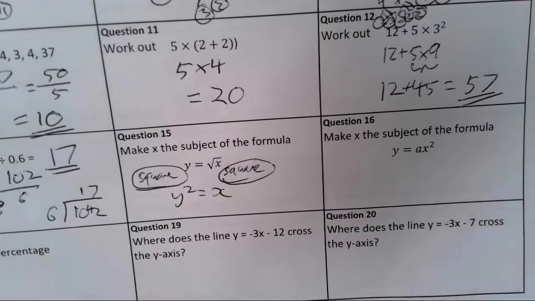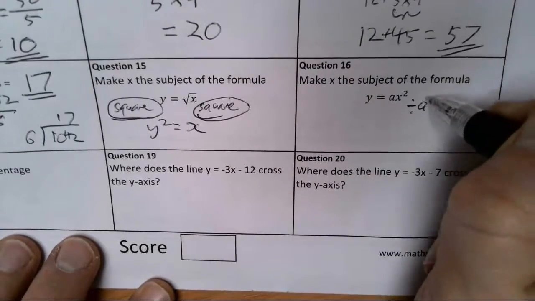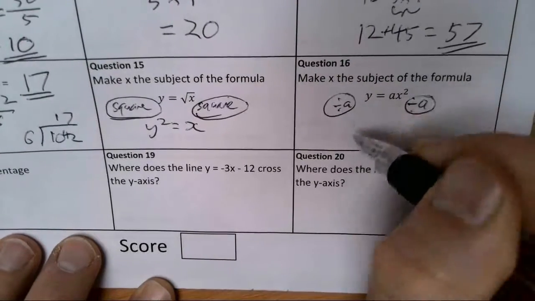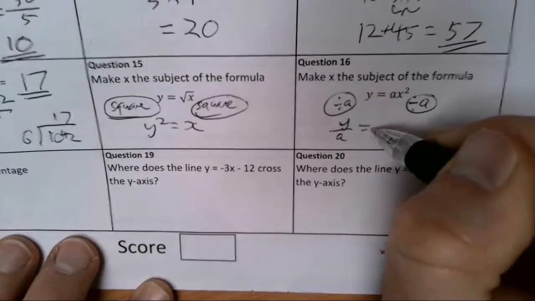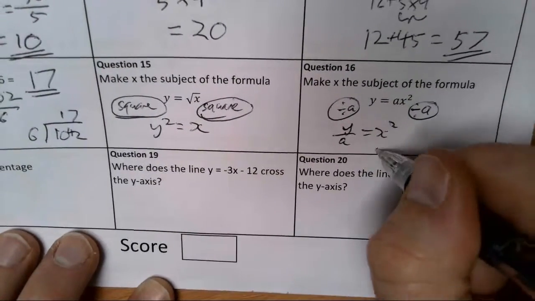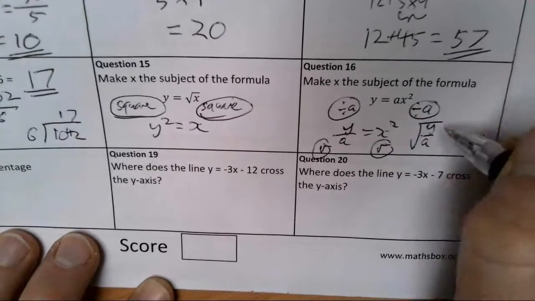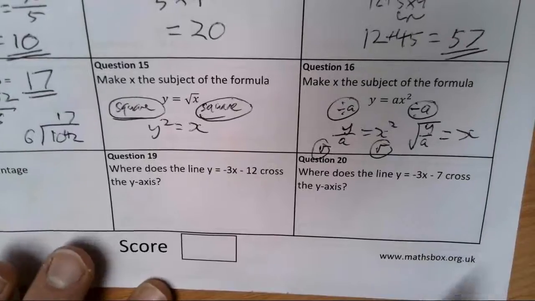With this one, right, make x the subject. So first thing I need to do is divide both sides by a. That gives me y over a equals x squared. And then I need to undo the squaring, so I'm going to take the square root. So I get y over a, the square root of that is equal to x.